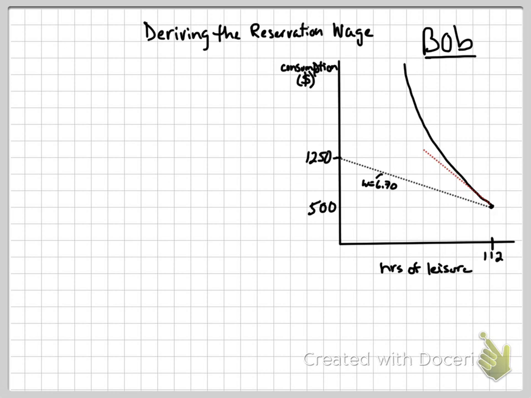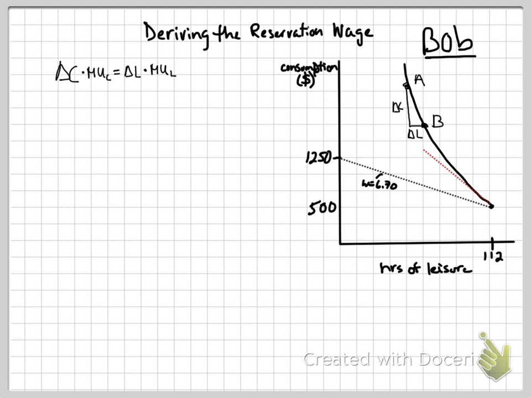Now, the slope of the indifference curve, if you remember how we define that, along any point is just the change in consumption over the change in leisure. But we can derive this another way. If Bob is indifferent between point A, let's say, and point B, then the change in consumption times his marginal utility of consumption at that point is going to be equal to the change in leisure times his marginal utility of leisure.